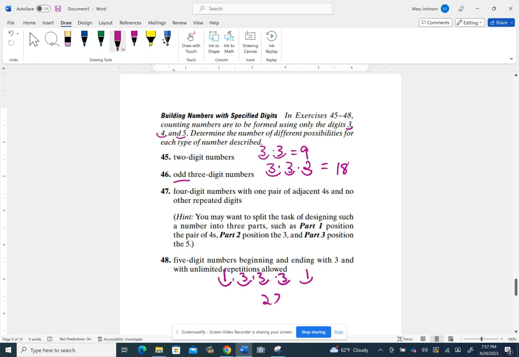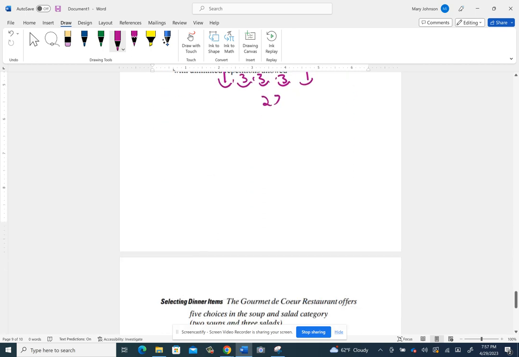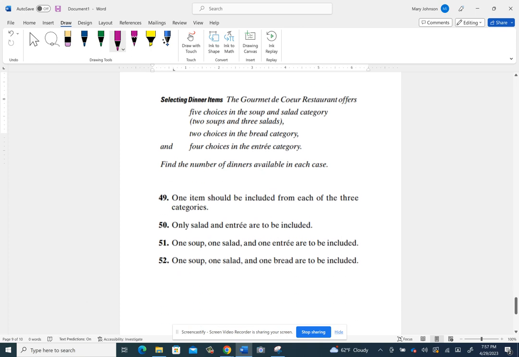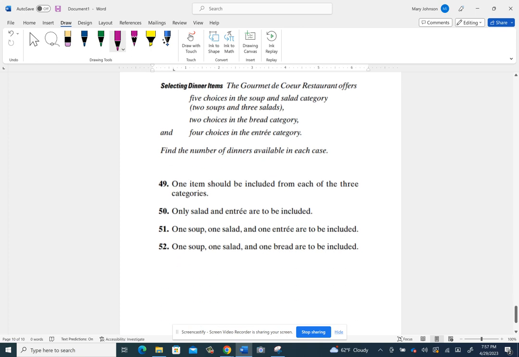Okay. All right. And then another context is the kind where you're selecting dinner items. So there's 2 soups, 3 salads, 2 different bread choices, and 4 entree choices. And we're trying to find the number of dinners available. 1 item should be included from each of the 3 categories. So I guess they're talking about the categories being these 3 categories. So we have 5 choices of soups or salads, times 2 choices of bread times 4 choices of entrees. So that would be 40 possibilities.